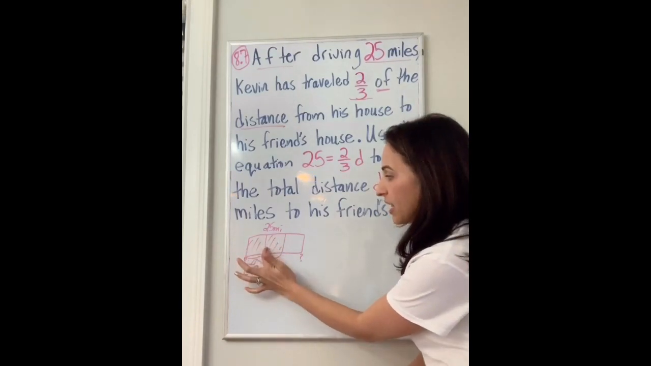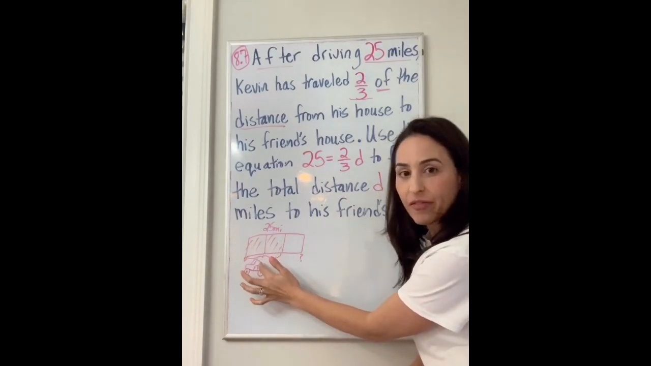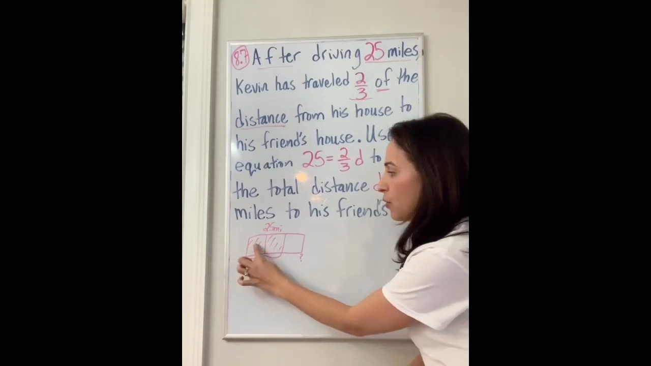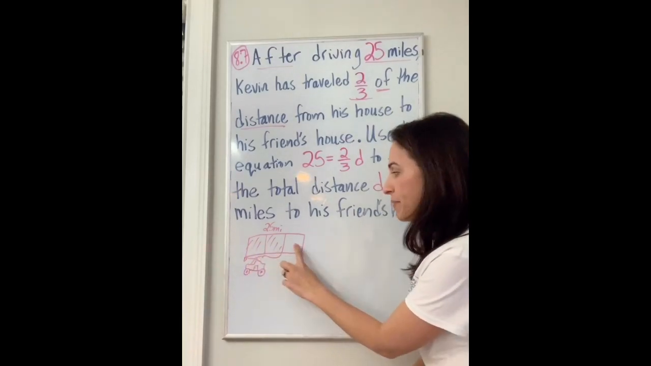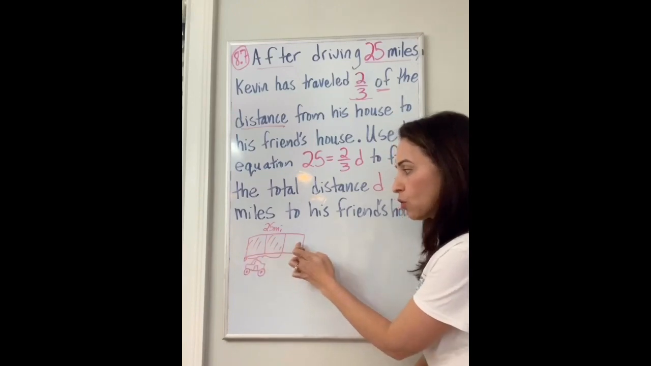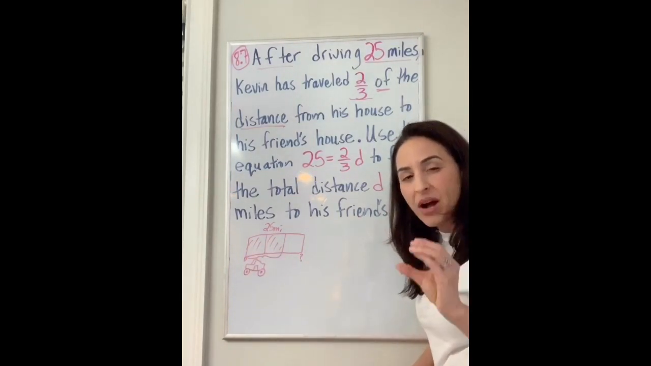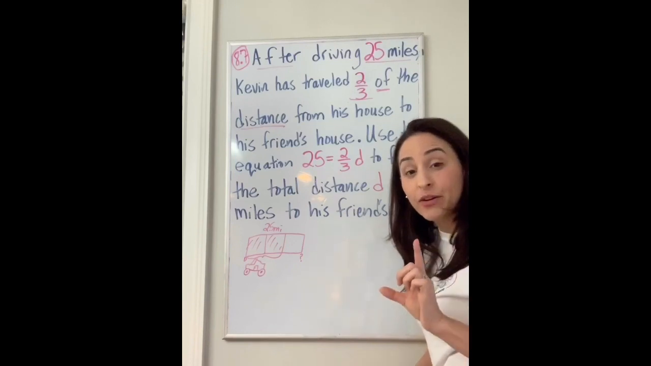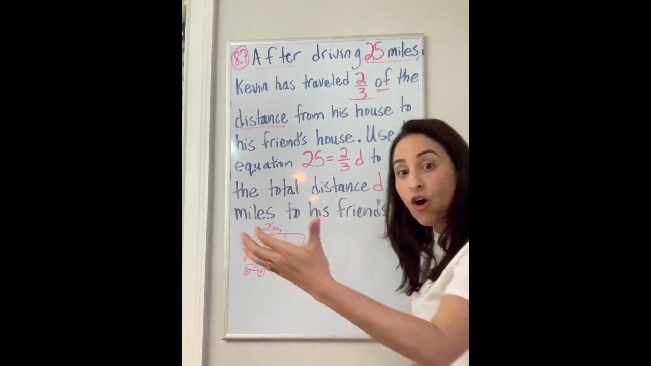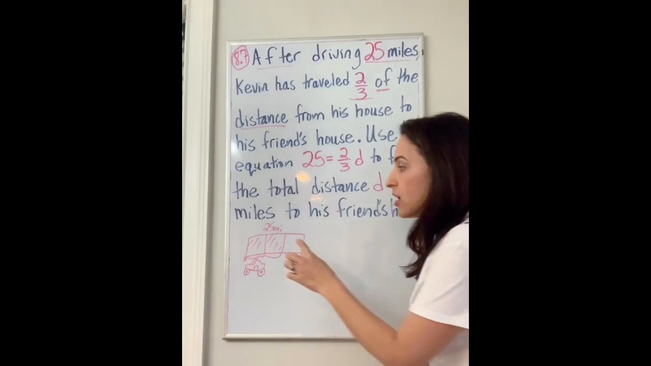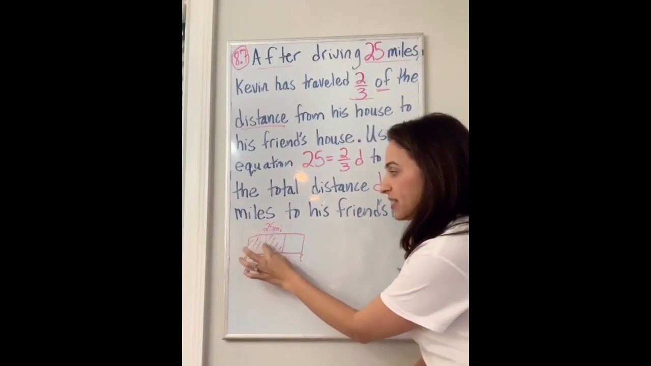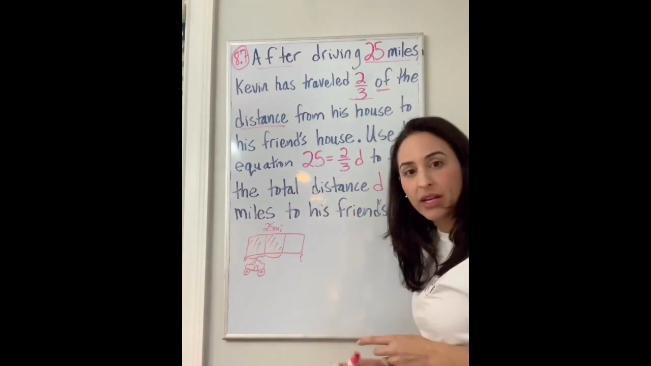What if I cut the 2/3 in half? If I cut it in half, it would give me 1/3. Aren't I missing 1/3 here to find out the total distance? Yes. So if I can figure out how much is that 1/3 worth in miles, I'll be able to put it all together and find out the total distance. So you have to look at 25 miles and think, what is half of the 25 miles?